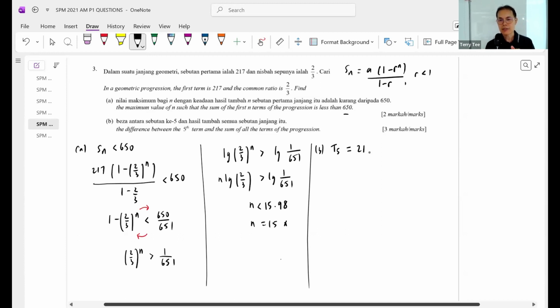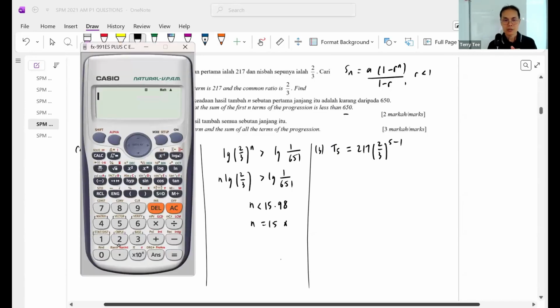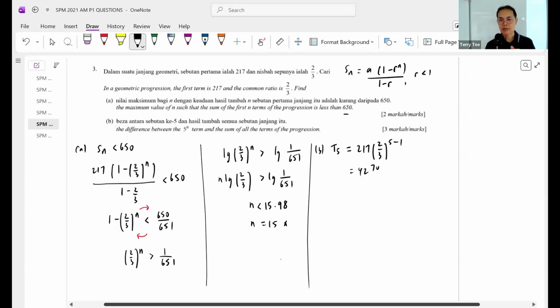What's your T5? 217. R is 2 over 3, power 5 minus 1. Let's calculate this separately first. 217 bracket 2 over 3 power 4. That gives us, I'll leave it as a mixed number, 42 and 70 over 81. Then we find the sum to infinity, because this thing goes all the way to infinity, right? We know it has a sum to infinity because your r is less than 1. Whenever r is between negative 1 and 1, it has a sum to infinity.